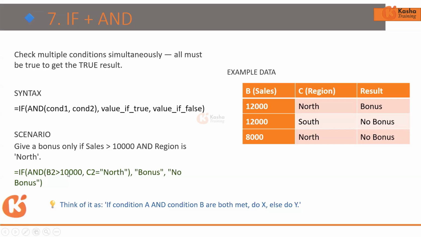Then again, the same thing. This is less than your 10,000. So this condition is not met, and this one is also not met. So here it is no bonus. So that is where we use IF plus AND.